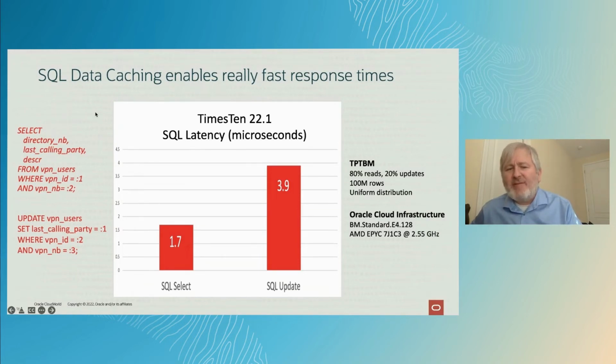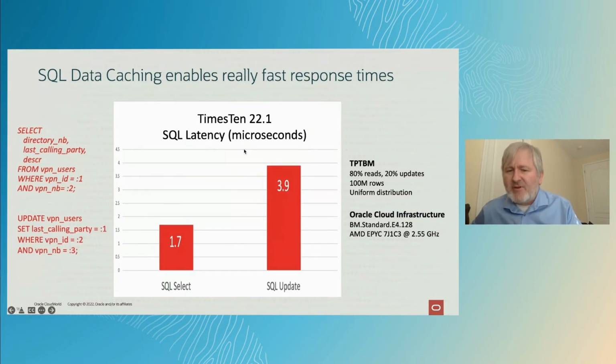So here's some example of the sort of performance that you can get out of the Oracle TimesTen in-memory database. So using Oracle Cloud with AMD EPYC CPU shapes, doing some fairly simple SQL select statements based on primary keys and some updates. We can do the select statement in about 1.7 microseconds and the update at about 3.9 microseconds on average. Now, I really want to emphasize I'm talking about microseconds here, not milliseconds.